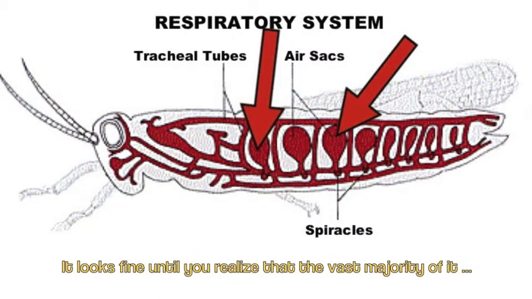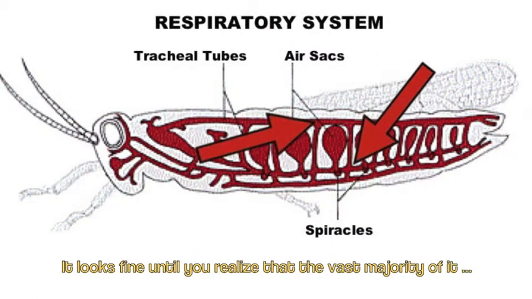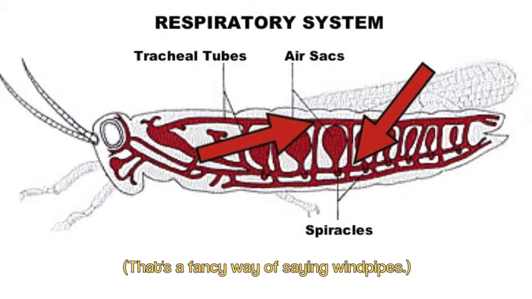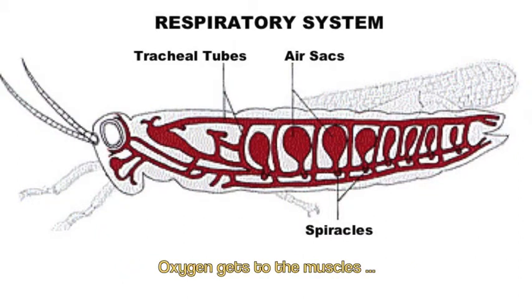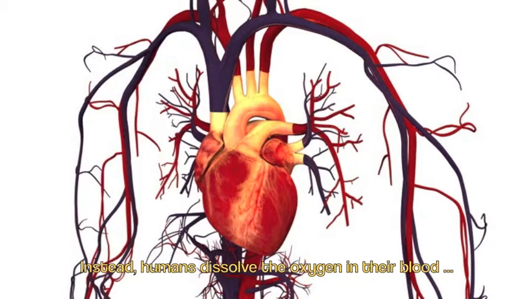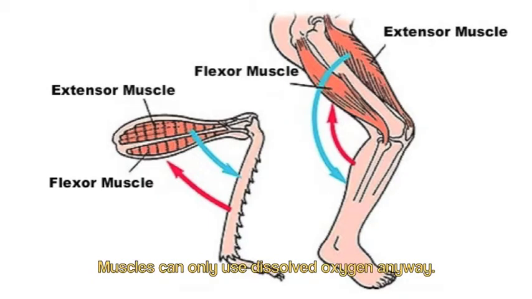Oxygen goes in and into these air sacs, and gets distributed throughout the body. It looks fine till you realize that the vast majority of it is tracheal tubes. That's a fancy way of saying windpipes. Oxygen gets to the muscles by going around and around these tubes till it eventually dissolves in the blood. Not very efficient. Instead, humans dissolve the oxygen in blood and distribute that throughout the body. Muscles can only use dissolved oxygen anyway.